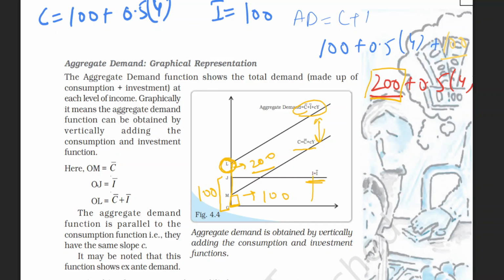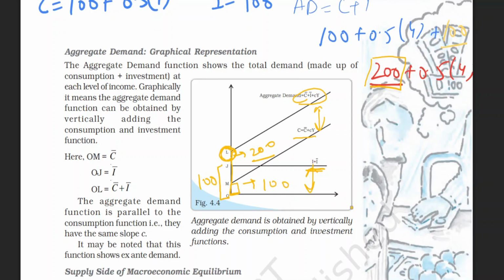Why is there a parallel gap between them? Because I is a constant value. Whenever you add any constant value to a line graph, it shifts parallel upward. If you deduct something, it will shift downward. If you add something, it's on the upper part of it, right? I hope it's clear to you how AD is represented, how C is represented, and how I is represented, right?